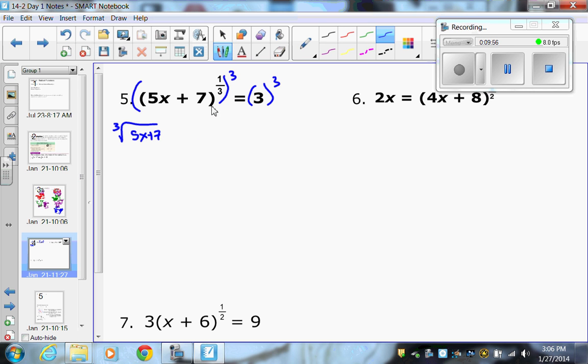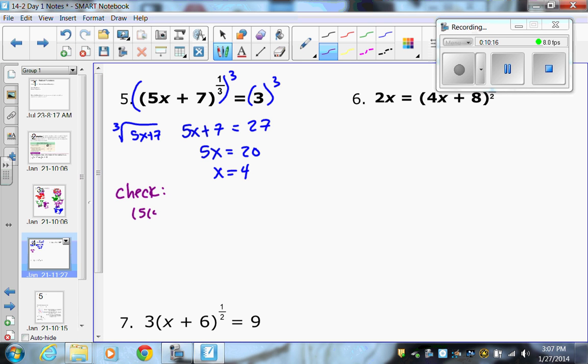So now on the left I just have 5x plus 7. 3 cubed is 27. Subtract 7, you get 5x equals 20. Divide by 5, and x equals 4. So we're going to check that.